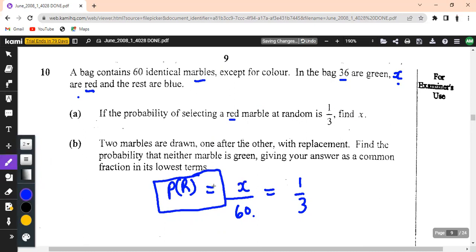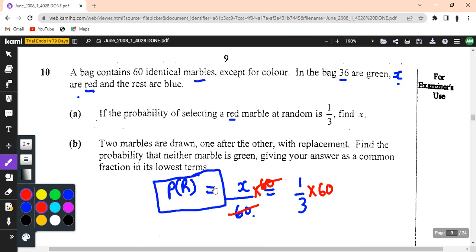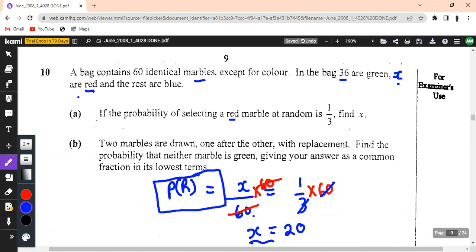Cross multiply, or you can just multiply by 60 here. To remove this 60, also multiply by 60 here, so this can cancel. So X is going to be 1/3 times 60, which is 20. So 20 will be the number of the red marbles. Which means this X that we're talking about is 20.